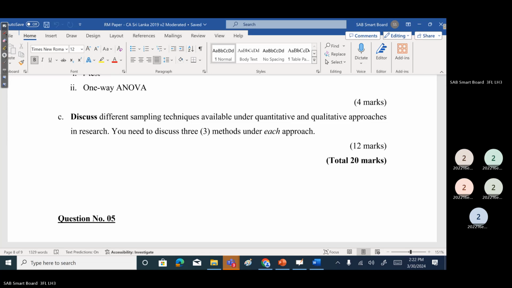Simple random, stratified random, systematic sampling, and cluster sampling, multi-stage cluster sampling. Then what are the qualitative sampling methods? Convenience sampling, snowball sampling, purposive sampling, judgmental sampling, that's also purposive sampling, then self-selection sampling. Right? Then also I told you another qualitative sampling, which is quota sampling. So 5 methods, and 3 methods under each approach.